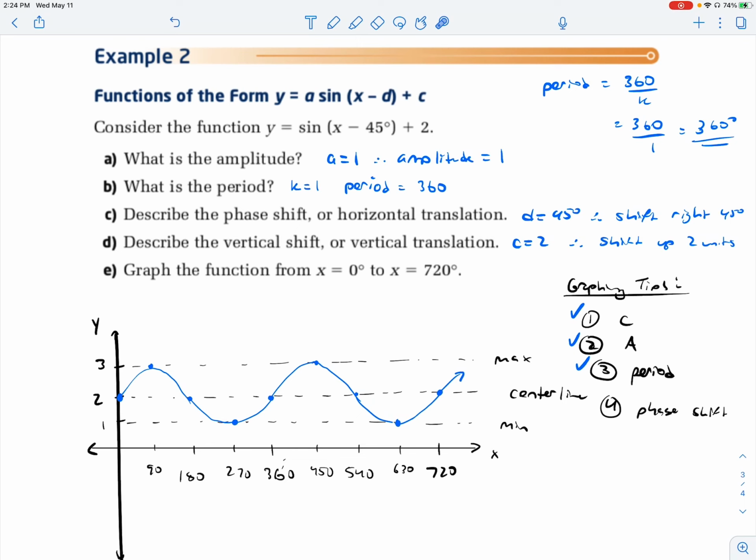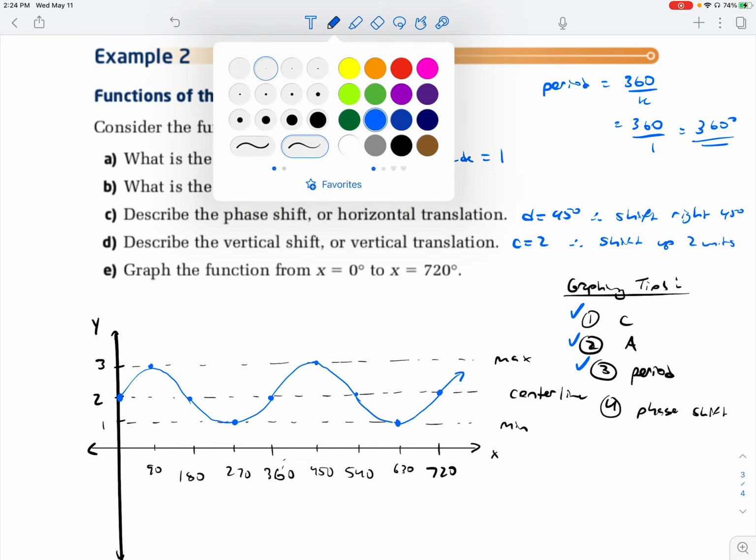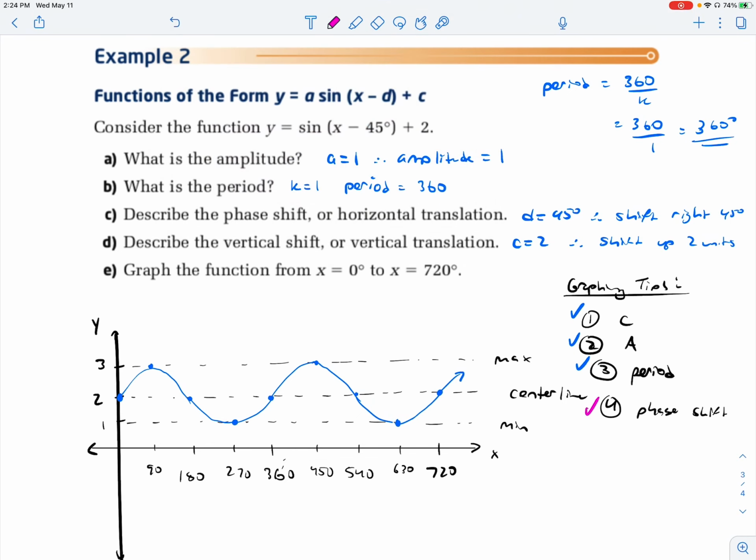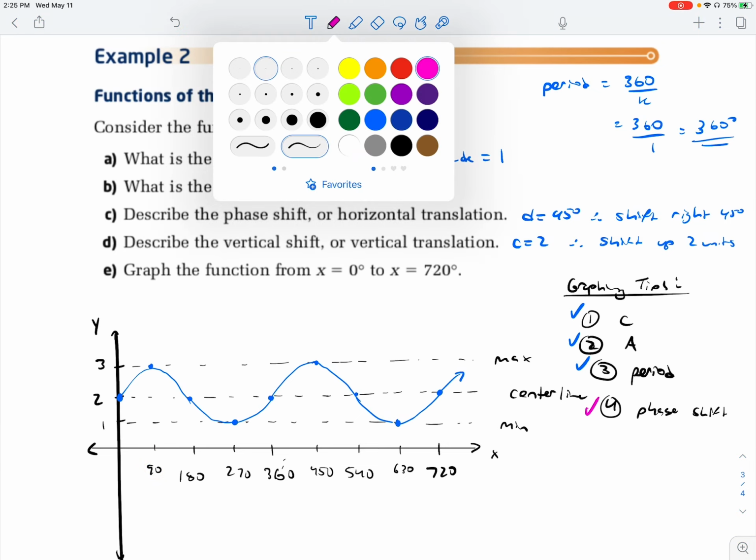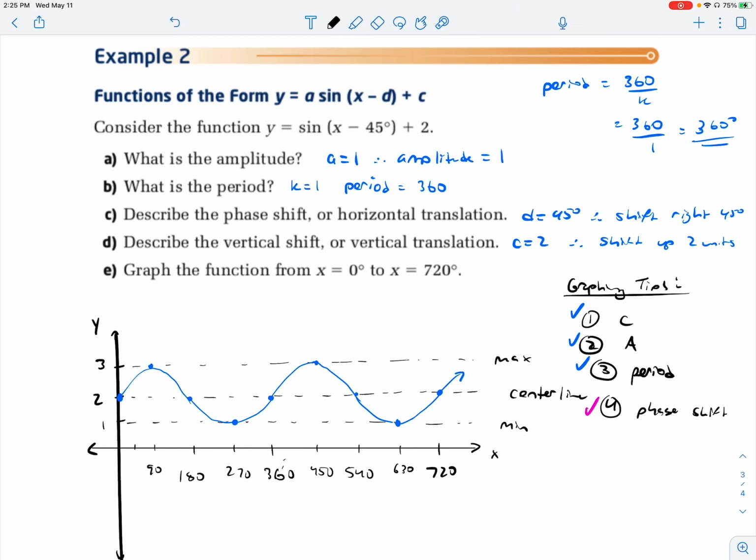So the phase shift now, we'll do in a different color. The phase shift is right 45 degrees. So how much is 45 degrees on this graph? Well, this conveniently works out to 90 here, so 45 is half that. So I'm just going to mark off some ticks in between all those to show increments of 45 degrees.